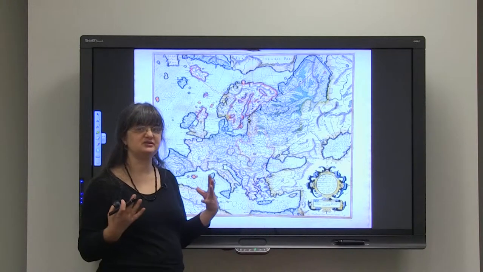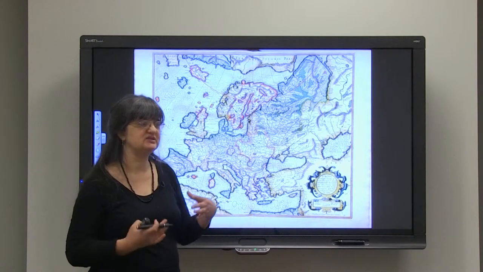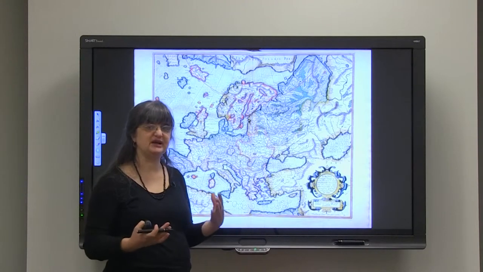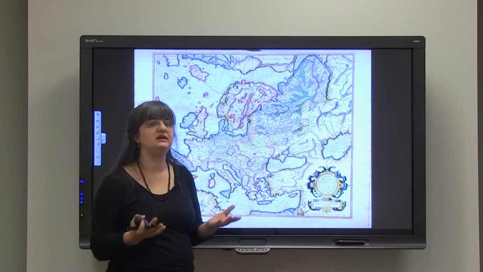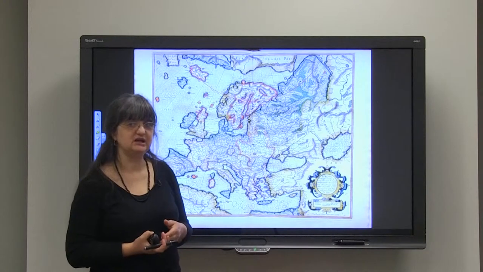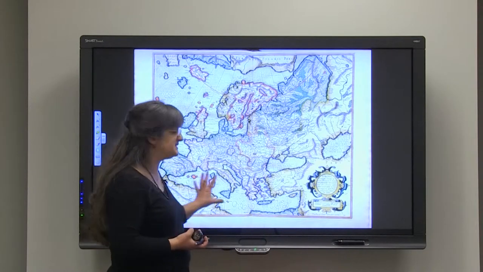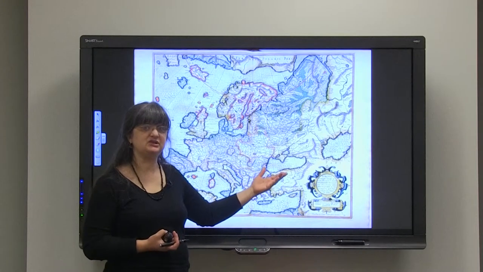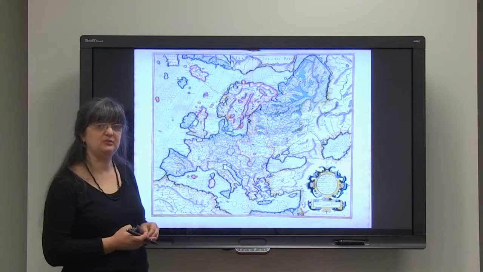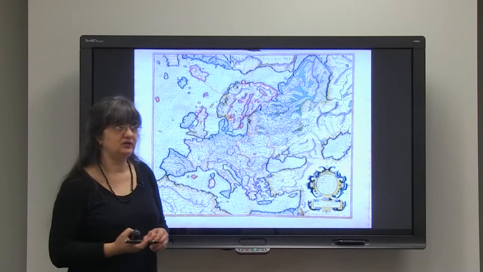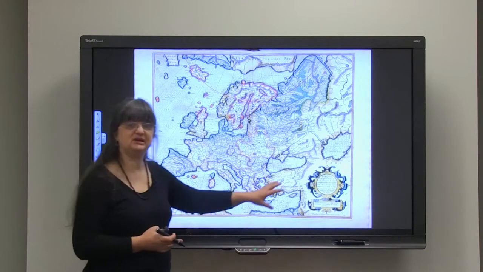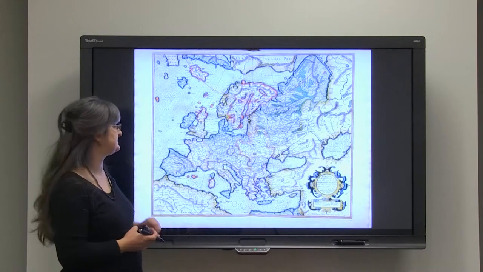So it really didn't matter. There was no natural selection that was forcing people who were not able to digest lactose to be, in a way, eliminated from the population. So there is a pretty significant percentage of people who are unable to break down lactose in the Mediterranean region, in the warm regions.